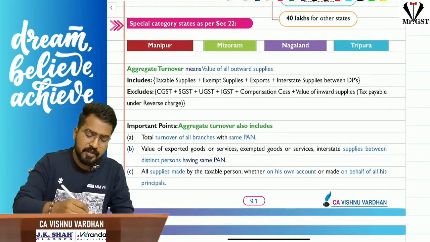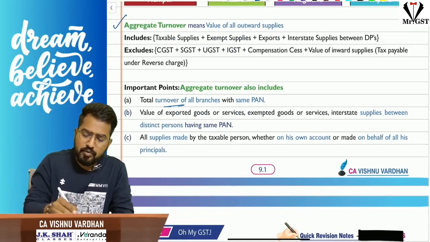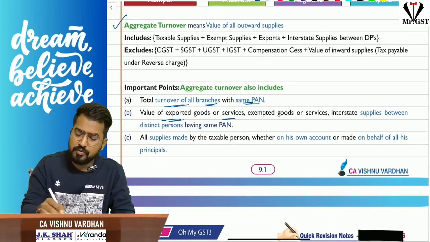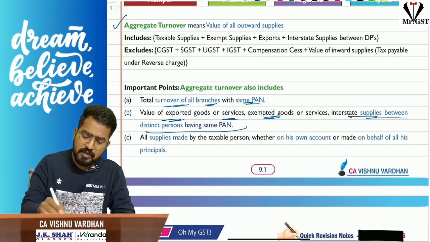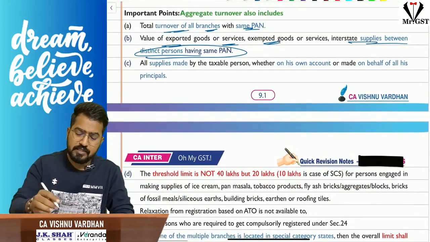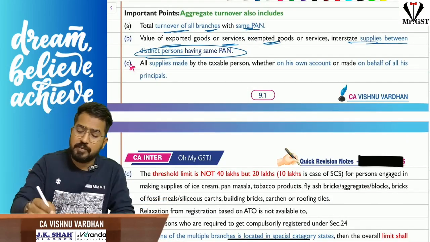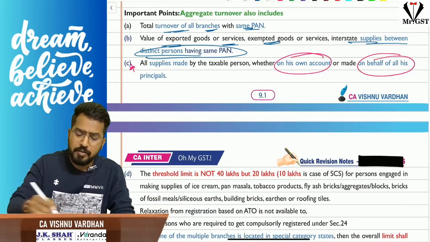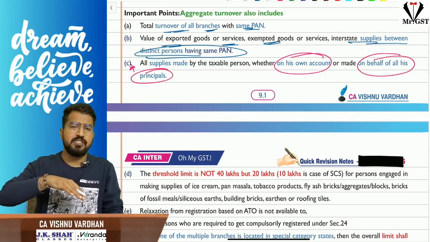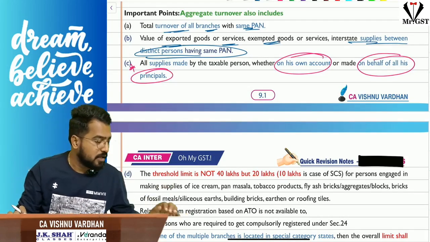Hope you remember that. Here one interesting point is, please understand, turnover of all branches with the same PAN will be taken as aggregate turnover. Value of exported goods, services, exempted goods, interstate supplies between the persons having the same PAN will also be taken as aggregate turnover. All these things are fine. Sir, this is important. What is important now? Whatever supplies you are making on your own account or on behalf of your principals, that will also be added in the aggregate turnover definition. This is something interesting here.